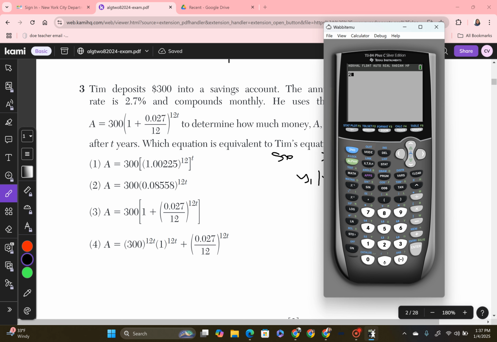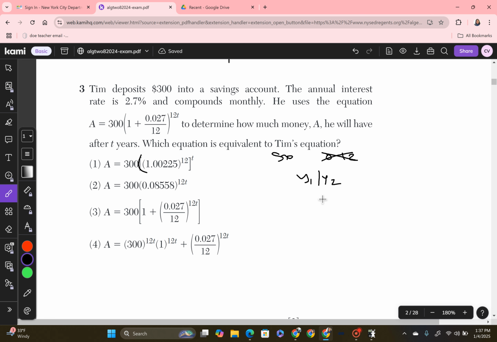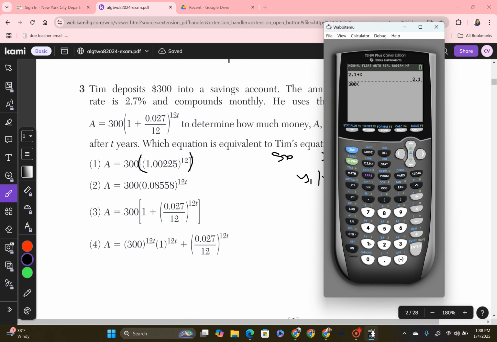So let's go 2.1. We're going to hit store. We're going to hit X. The store is above the on button. And now we're going to plug in the function. So 300 parentheses. So just so you know that these brackets are also parentheses, just throwing that out there. So 1 plus, and then alpha y equals option number 1 to get that decimal. So 0.027 over 12. And again, you should be doing this along with me to the 12.